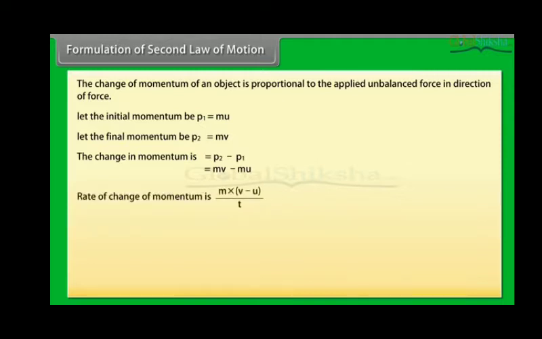Rate of change of momentum is m into (v minus u) whole upon t. Force is equal to k into m into (v minus u) whole upon t. Force is equal to kma, where k is the proportionality constant.